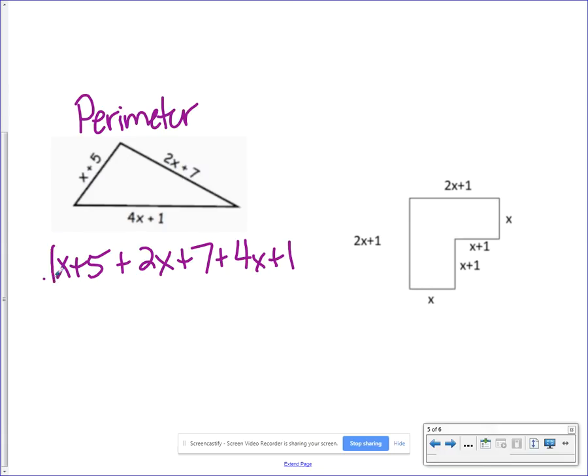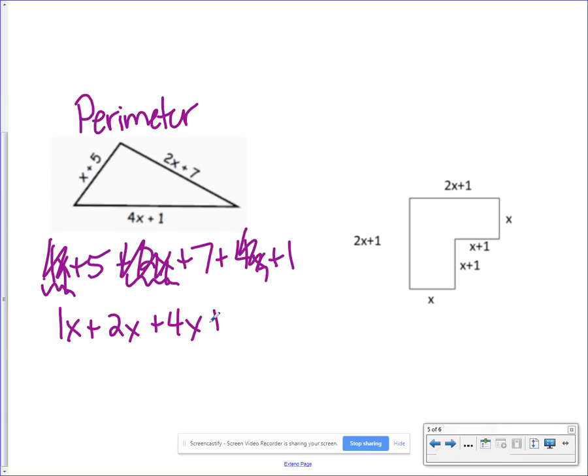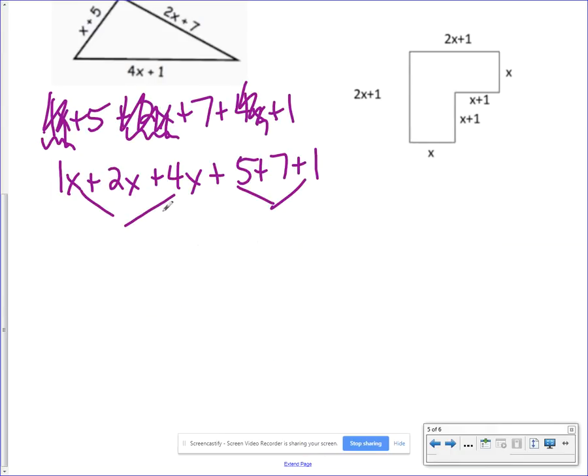Take all of your x terms and combine those together. 1x, 2x, 4x. Okay, so I got all those. Then take the constants, the 5, the 7, the 1. Combine those together to get one algebraic expression, 7x plus 13.